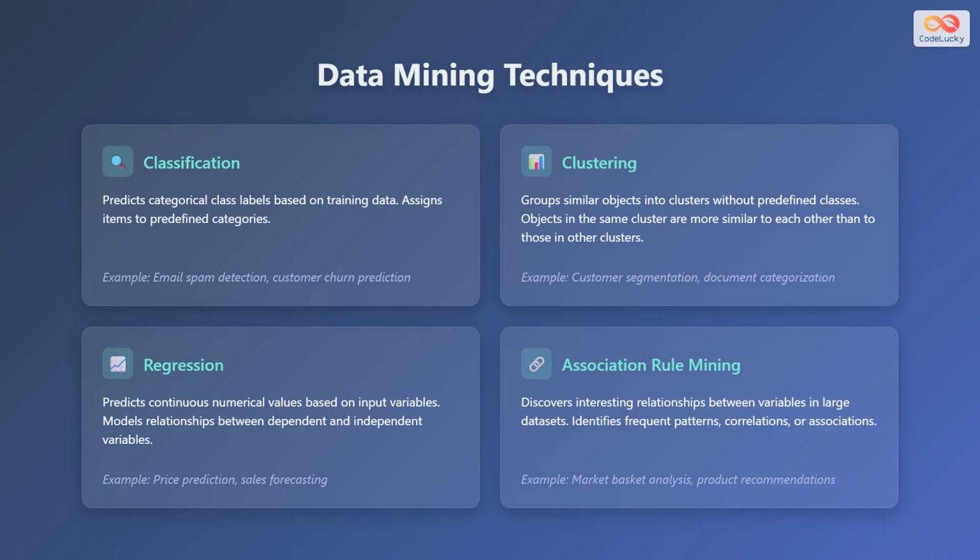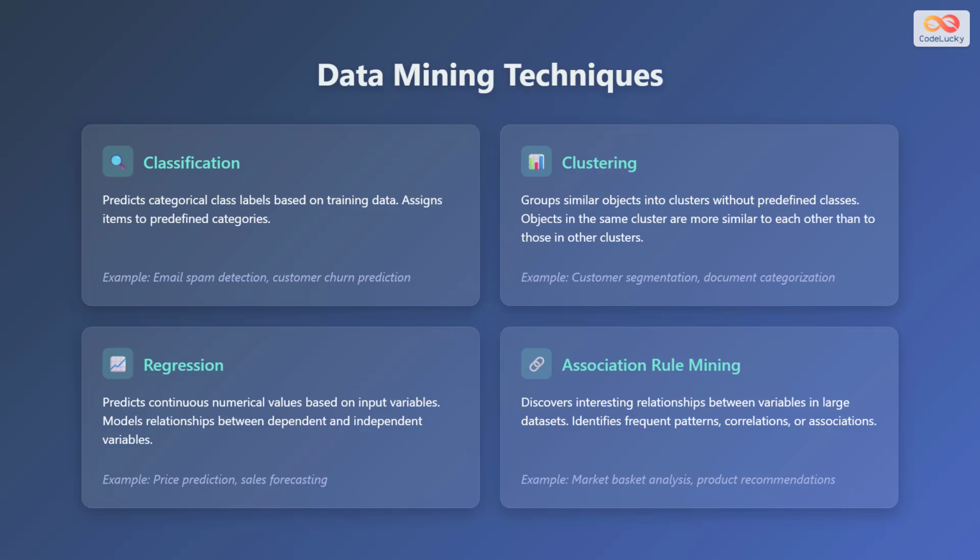Let's explore some common data mining techniques. First, we have classification. This predicts categorical class labels based on training data, assigning items to predefined categories. For example, email spam detection or customer churn prediction.